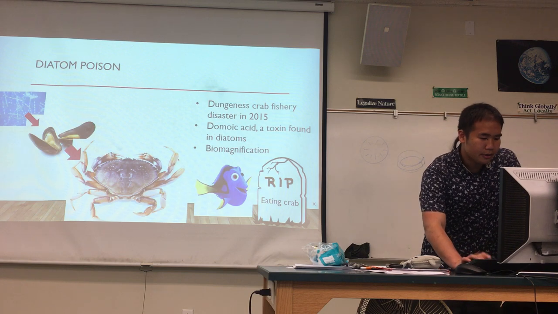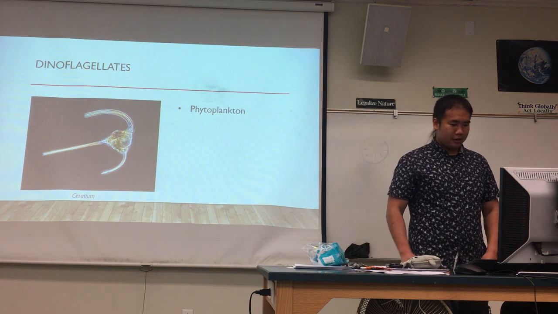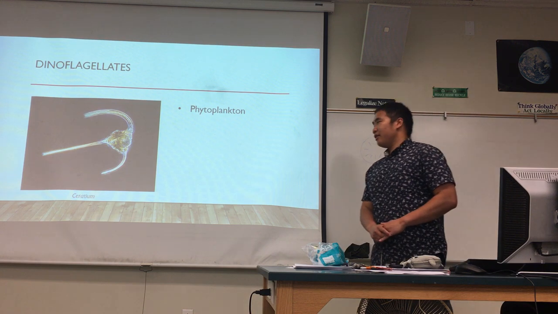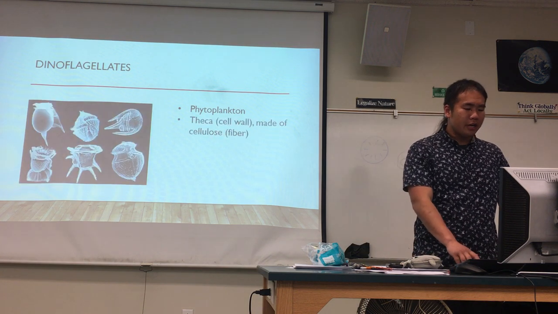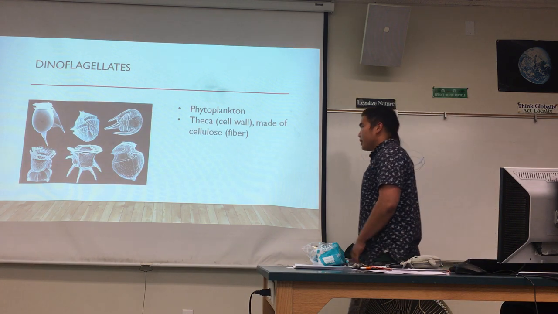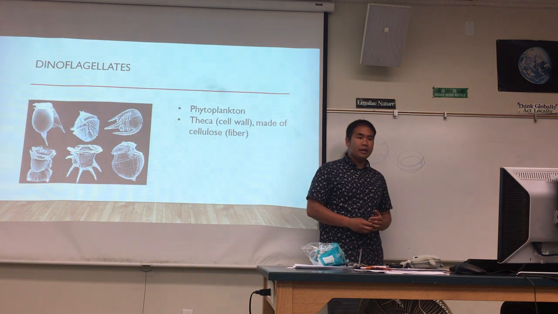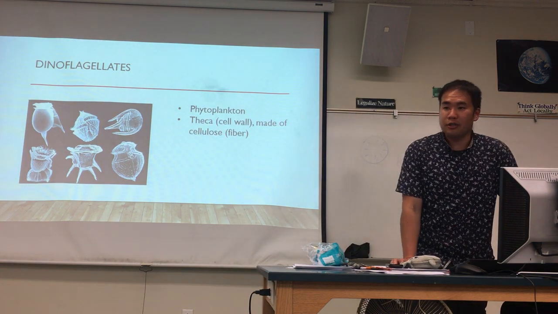Okay, good. So let's move on and talk about the other one real quick, dinoflagellates. All right, so dinoflagellates are the other type of protistan phytoplankton, right? And this one does not build a hard shell. Instead, it builds a cell wall, which is made of cellulose, the same stuff as plants, right? This information is not critical for the test. Just wanted to show you guys.